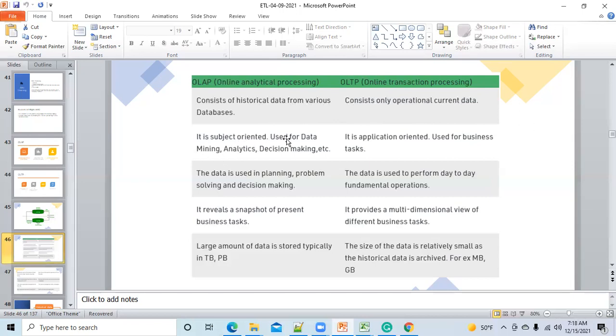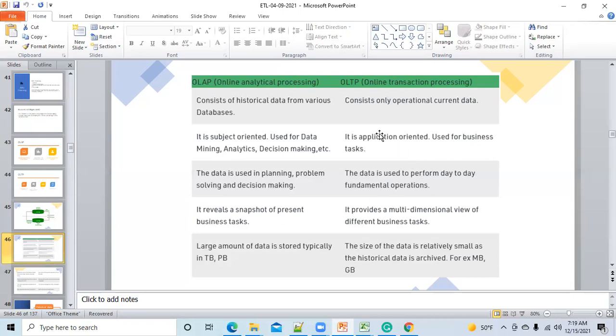OLAP is subject oriented, used for data mining, analytics, decision making, etc. We have discussed that it is used for decision making and analysis. Subject oriented means you have a particular agenda, that I want this data and I want to do this analysis. OLTP is application oriented, used for business tasks, for day-to-day tasks: how many customers visited my store yesterday, how much a particular snack was sold, the total profit and total cost yesterday, and all these things. So this is just for day-to-day transactions you can store.